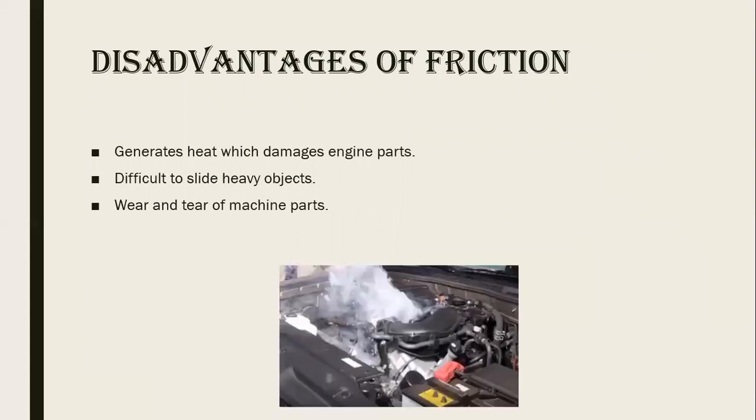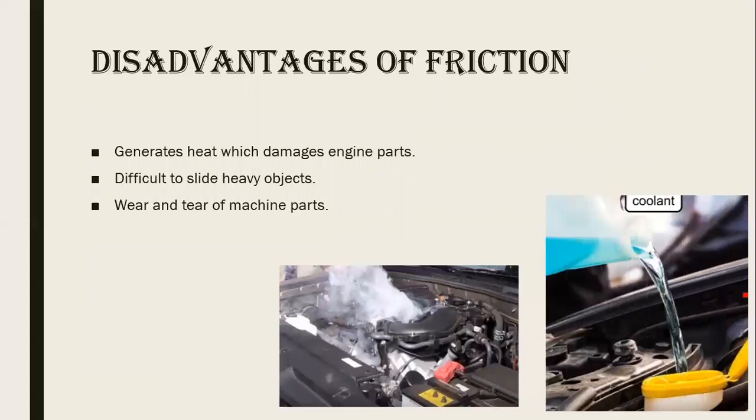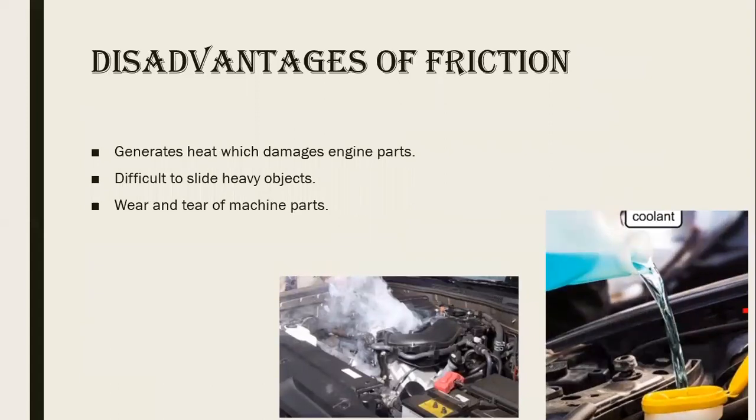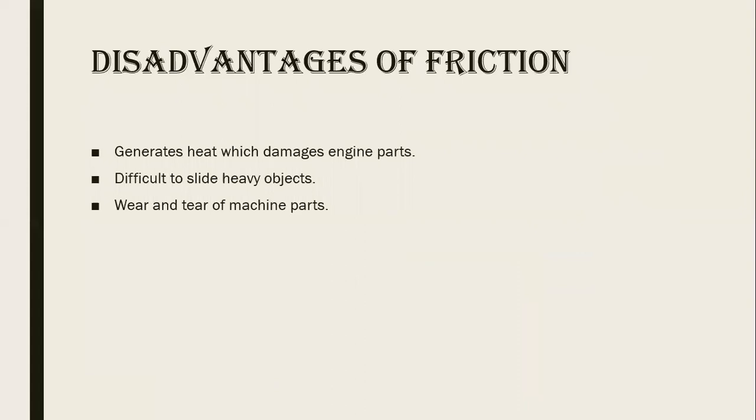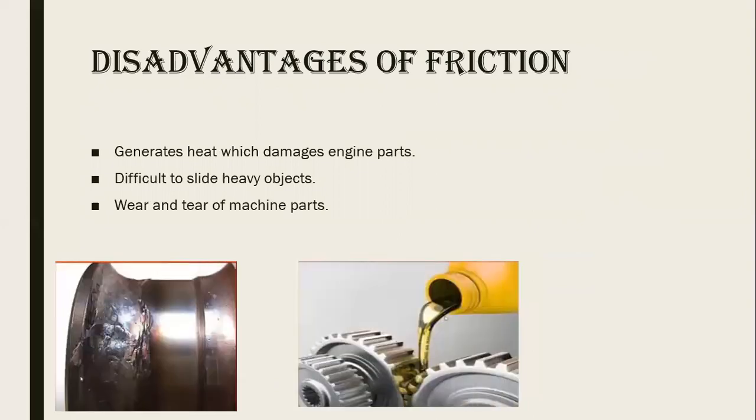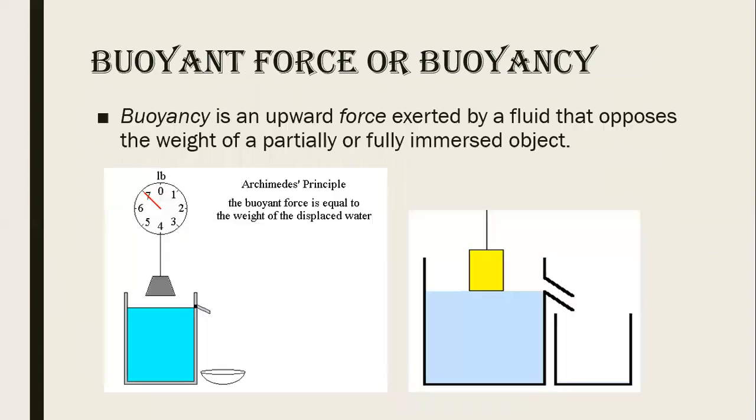Friction causes heat which damages engine parts. Hence, coolants are put in vehicle engines. Friction makes it difficult to slide heavy objects. Also, friction leads to the wear and tear of machine parts. This is reduced by keeping ball bearings lubricated with oil to prevent the wear and tear of machine parts.